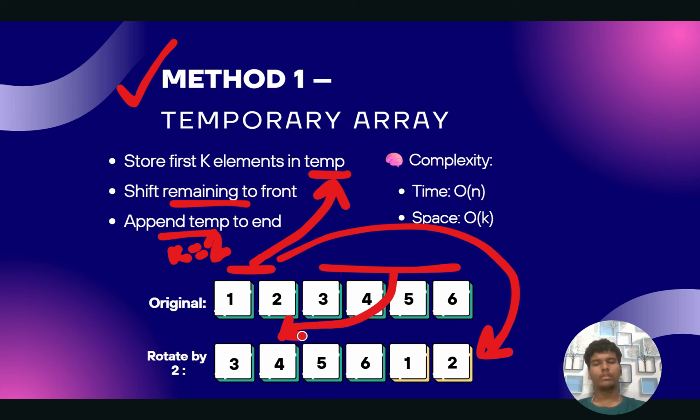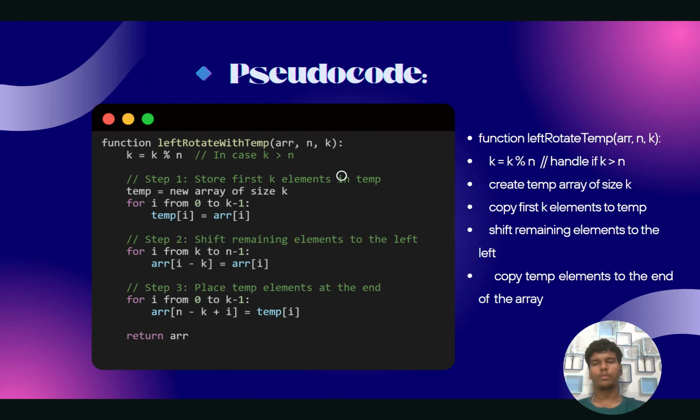Its time complexity is constant and the space required is k, since we are putting k number of elements in the temporary variable. Let's see how the shifting works. So 1 and 2 move to the end, and 3, 4, 5 and 6 come at the first. So let's see the pseudocode now.